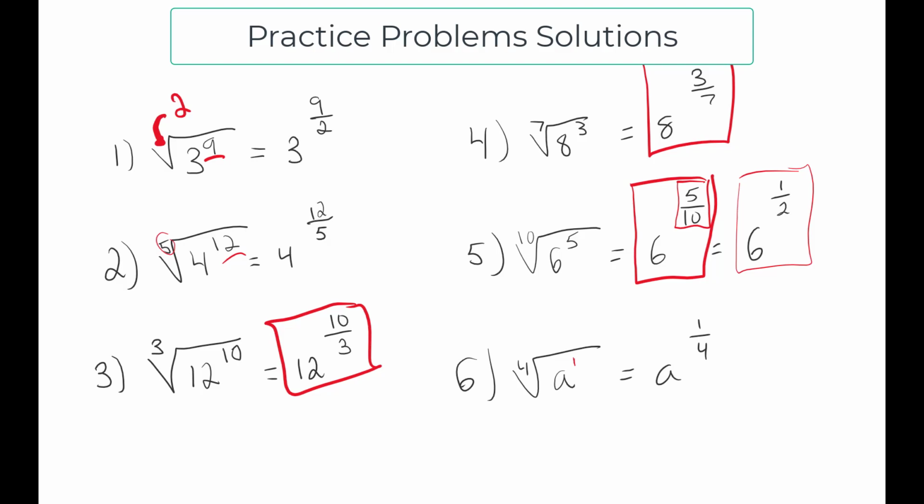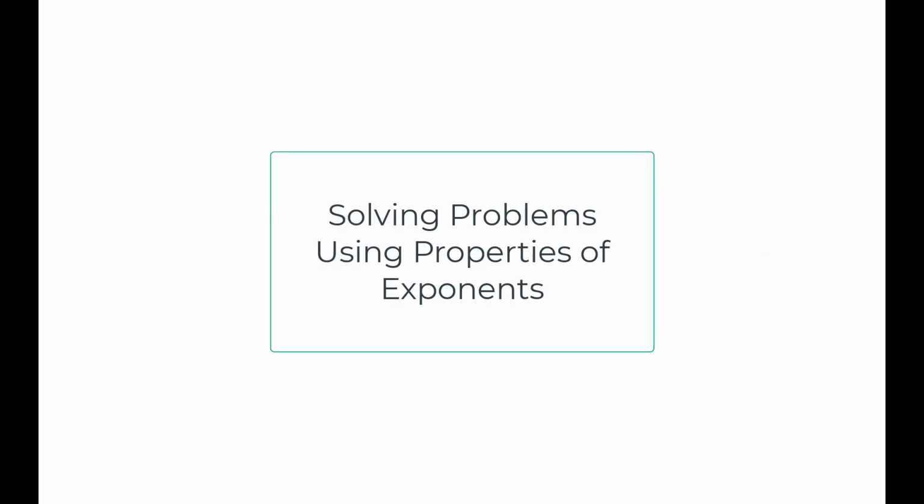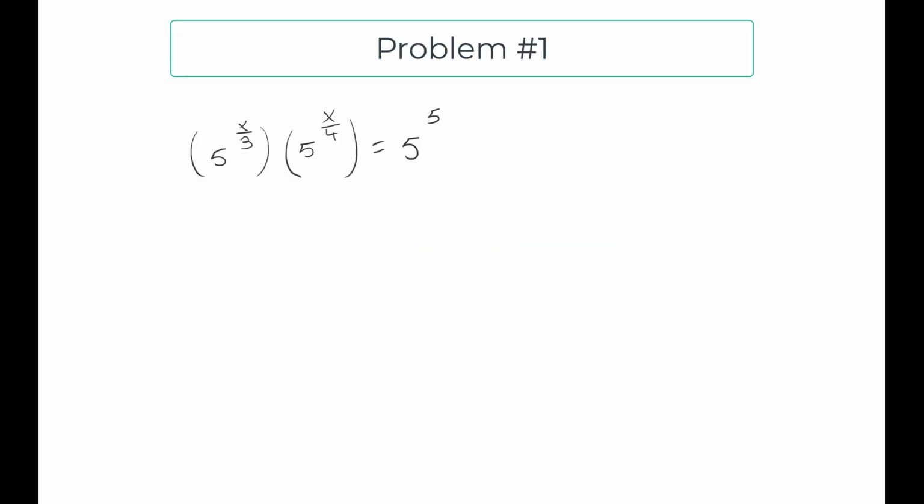And finally, moving on to the last part of our video, where we are going to be solving some problems using the properties of exponents that we covered earlier in the review portion of the video. Let's start with our first problem here, in which I have 5 to the power of x over 3 times 5 to the power of x over 4 is equal to 5 to the 5th power.